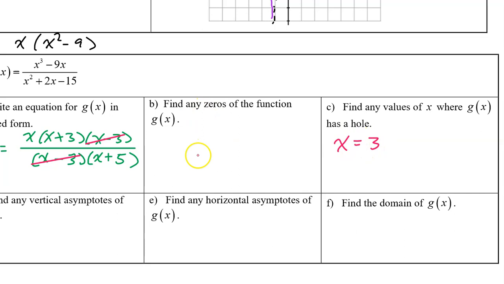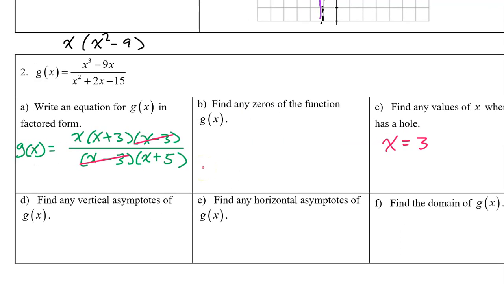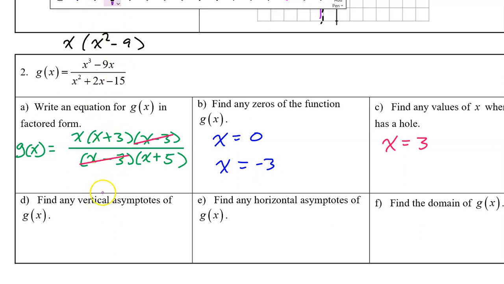What about zeros? Zeros will come from factors in the numerator that do not cancel out. So we will have a 0 at x equals 0 because of that, and at x equals negative 3 because of this. Vertical asymptotes. Vertical asymptotes will come from factors in the denominator that do not cancel out. So we will have a vertical asymptote at x equals negative 5.